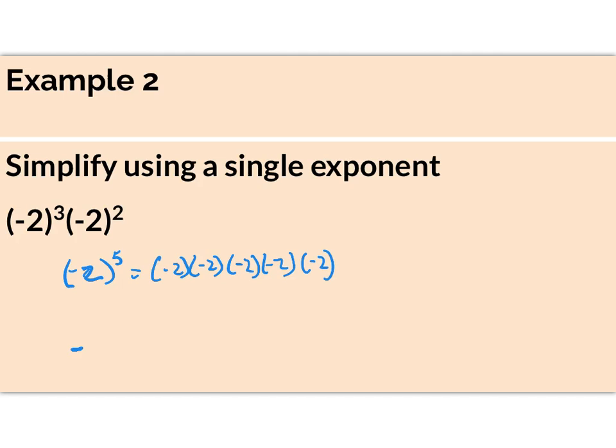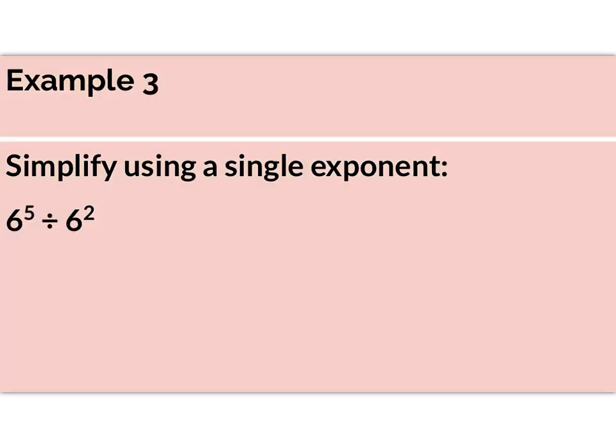So we have 5 2's, and anytime we have an odd number of negatives when multiplying and dividing, we're going to get a negative. And so 2 to the 4th was 16, 2 to the 5th, 16 times 2 is 32. So our answer will be -32. Example number 3. When we divide, we subtract: 6 to the 5 minus 2, which gives us 6 cubed.